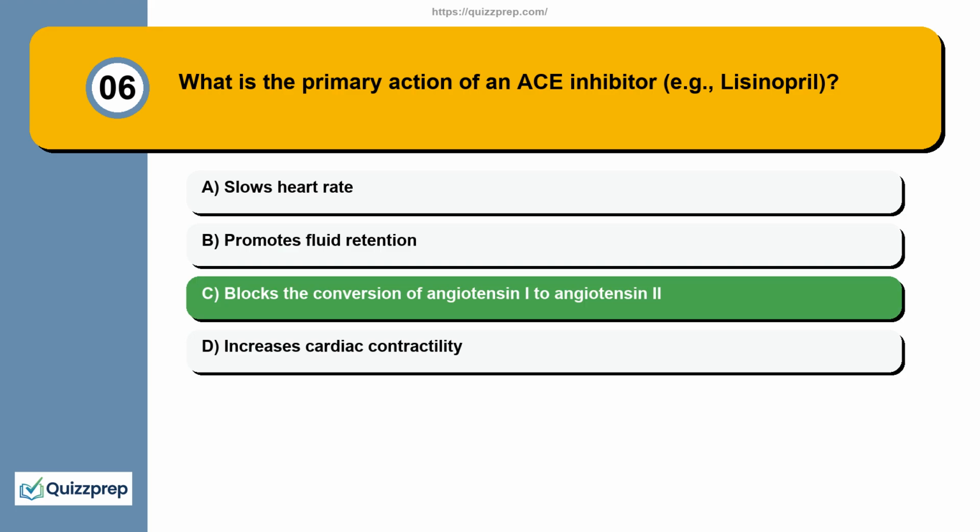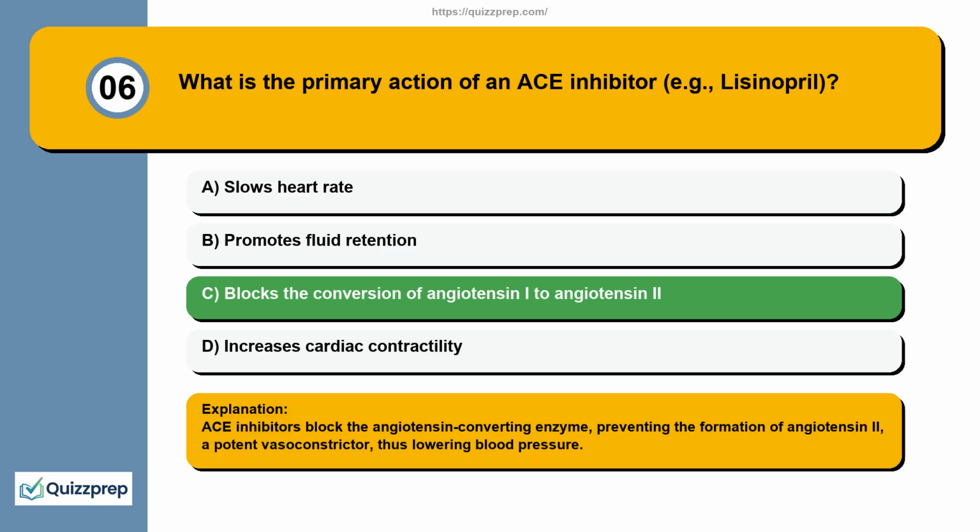The correct answer is option C. Blocks the conversion of angiotensin I to angiotensin II. Explanation. ACE inhibitors block the angiotensin converting enzyme, preventing the formation of angiotensin II, a potent vasoconstrictor, thus lowering blood pressure.